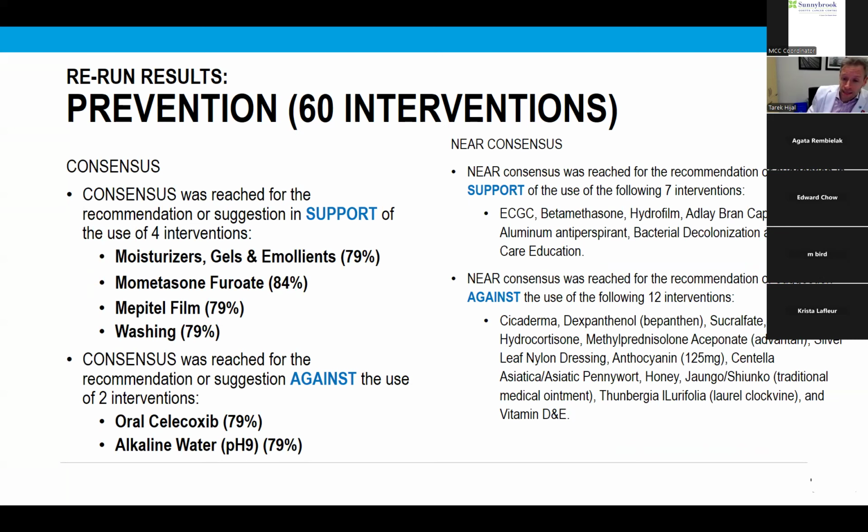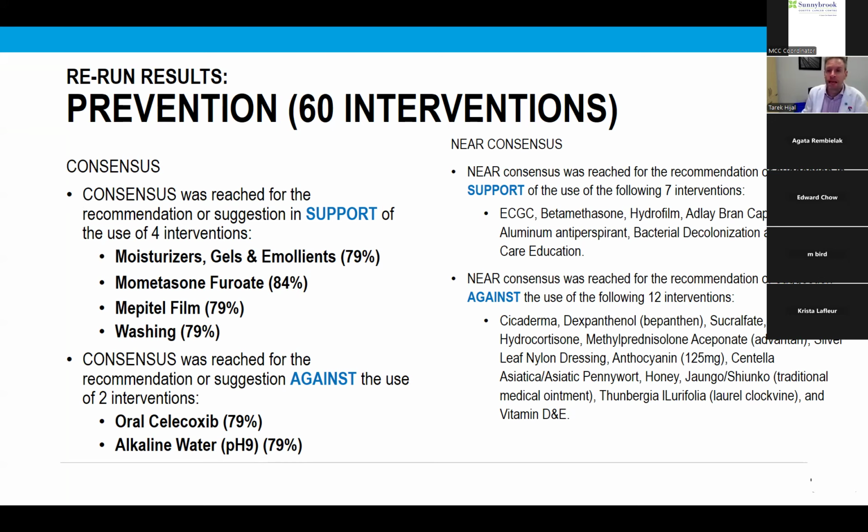So what did we reach at round one? Consensus was reached for the recommendation or suggestion in support of 4 interventions. This is in prevention. Moisturizers, gels, and emollients, mometasone, Mepitel film, and skin washing. So this is what was felt that the data was there to support. The data was there to support not using oral celecoxib and alkaline water according to the panelists.